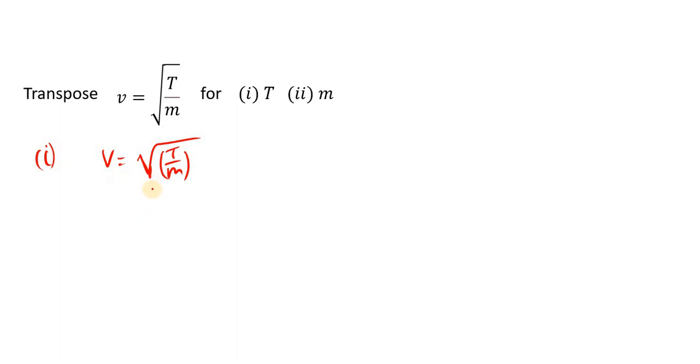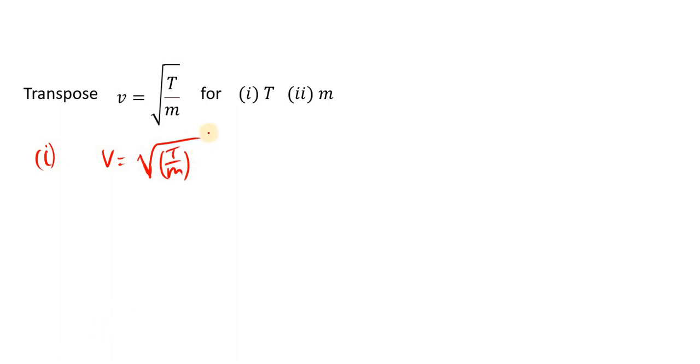So the first thing we want to do is look at how all the variables are connected. And you notice that t divided by m, as a quantity, has been square rooted. So in order for us to remove the square root that's affecting the quantity t divided by m, we will need to use the reverse of square root. Now, what is that? Square. So we're going to square both sides.